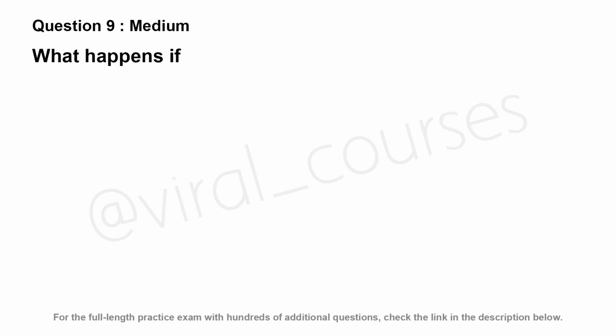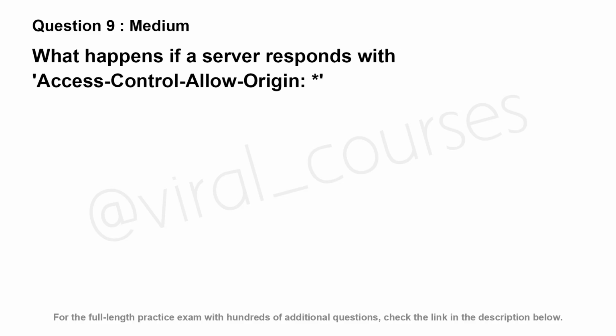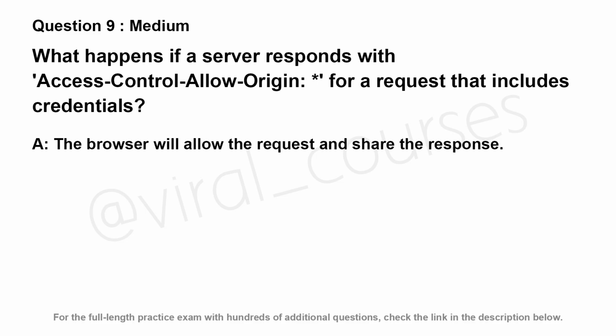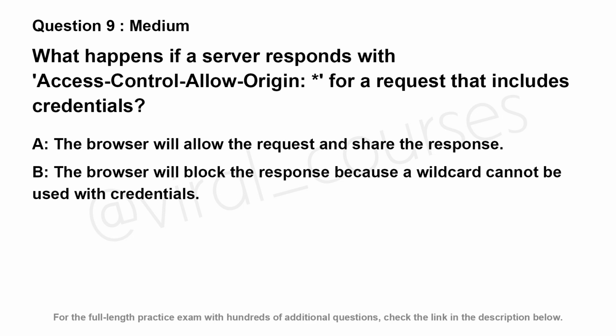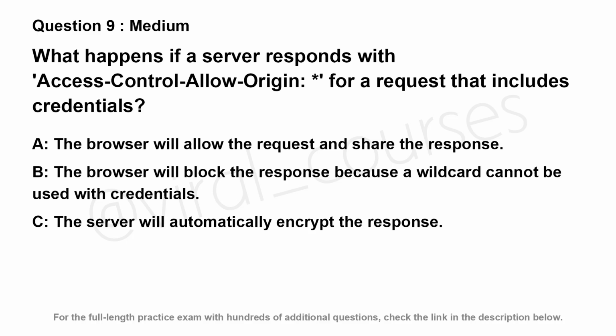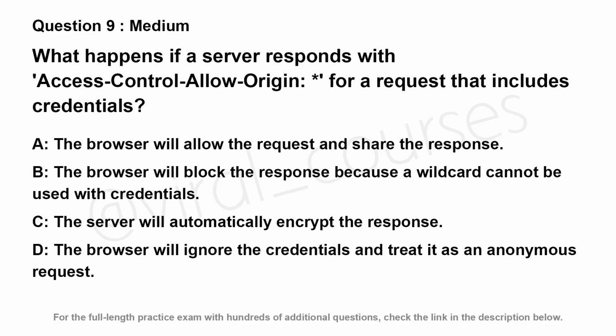What happens if a server responds with Access-Control-Allow-Origin * for a request that includes credentials? Option A. The browser will allow the request and share the response. Option B. The browser will block the response because a wildcard cannot be used with credentials. Option C. The server will automatically encrypt the response. Option D. The browser will ignore the credentials and treat it as an anonymous request.